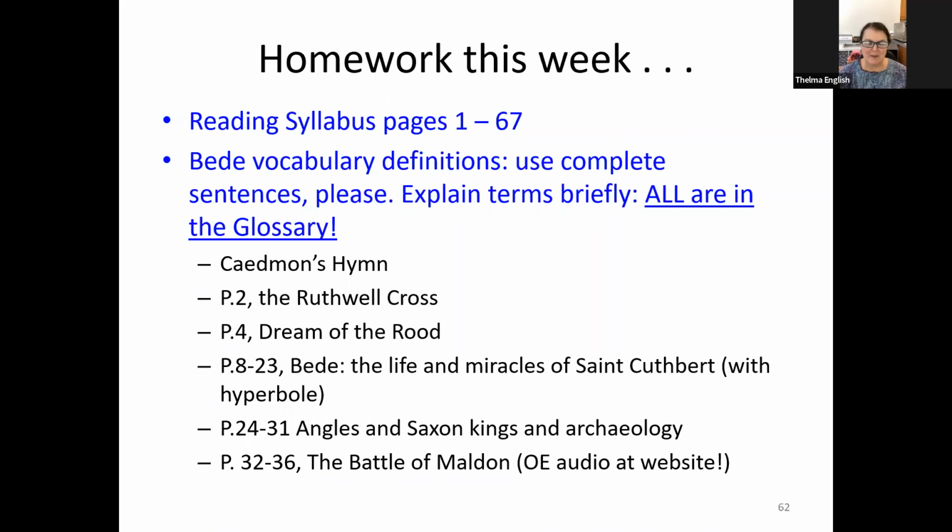And you'll be reading about the Battle of Malden. And we have to say it that way. The Old English audio of that is at the website so that you can listen to what the Old English sounds like. And the Battle of Malden, very heroic. Next week, we will learn what heroic culture is.